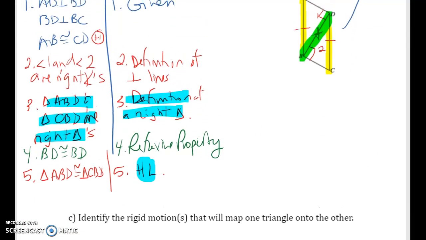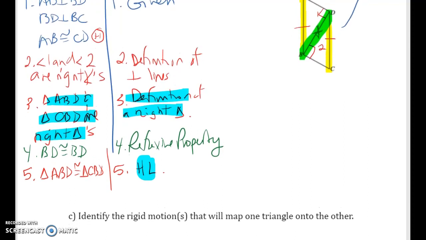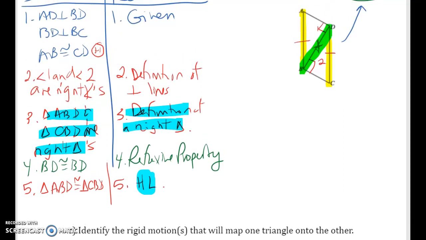And identify the rigid motions that would map one triangle onto another. So you can use some reflections followed by a translation. However, the easiest thing would probably be a rotation of 180 degrees at B, which will give me a triangle that looks like this. And then I would need to follow that up with a translation.